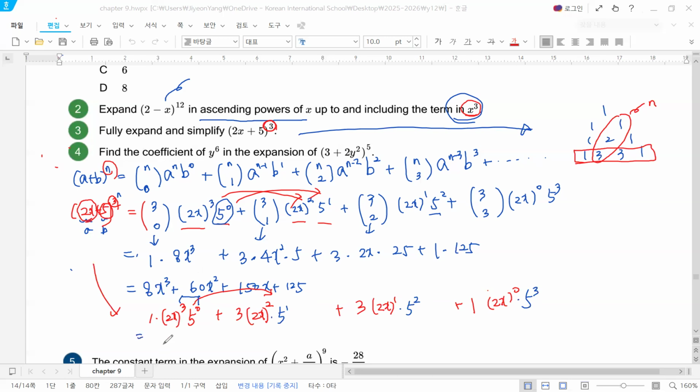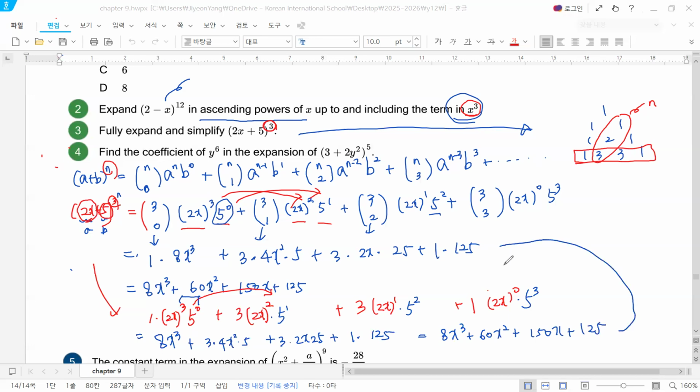So let's calculate it. And then 8x cubed plus 3 times 4x squared times 5 plus 3 times 2x times 5 squared, which is 25, plus 1 times 125, which is 8x cubed plus 60x squared plus 150x plus 125, which is the same answer as we found by using the formula. So I want you to know how to find this expression by using this method as well, by using the formula and by using Pascal's triangle.